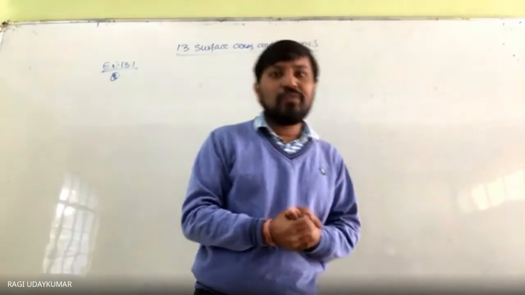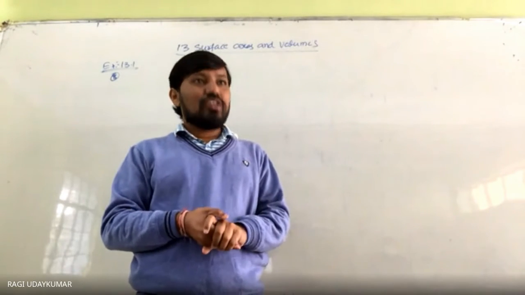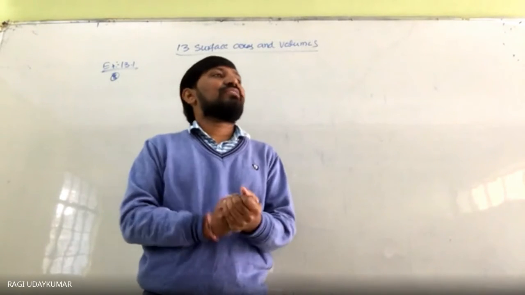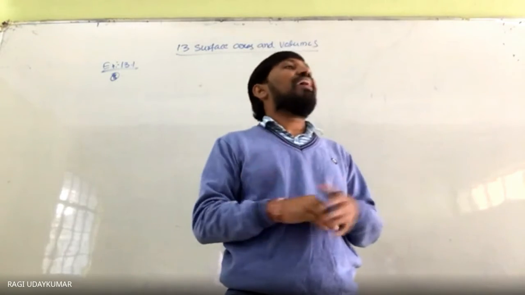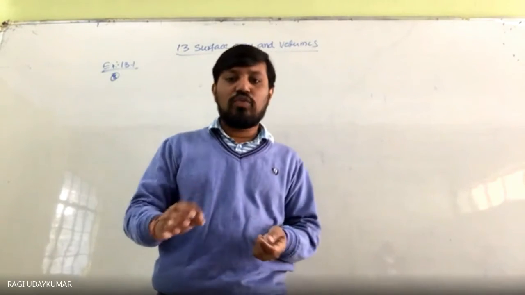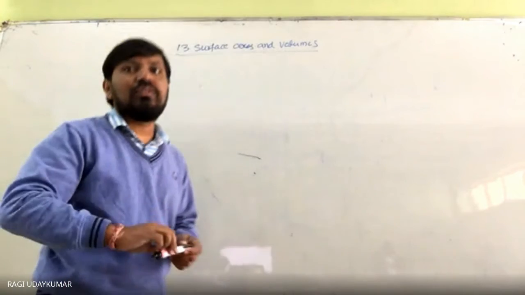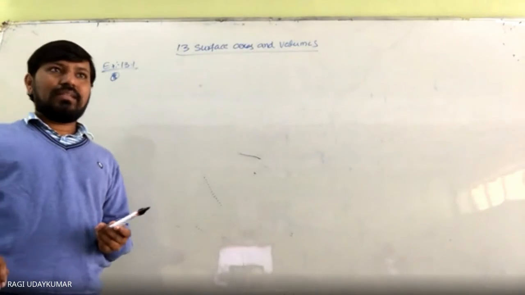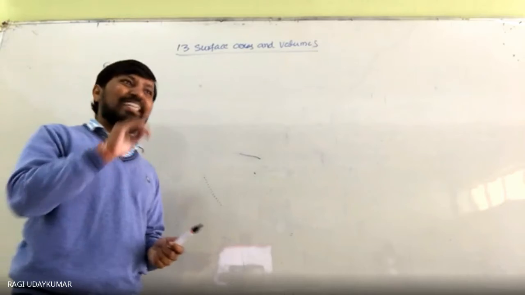Total surface area you need to find out. Total surface area of the cuboid you need to take. What is the total surface area of the cuboid? 2 into LB plus BH plus LH. Isn't it? No, that is wrong here.